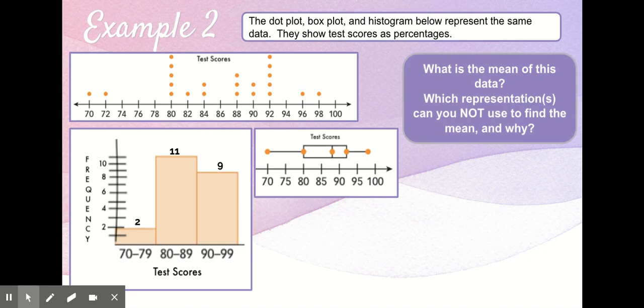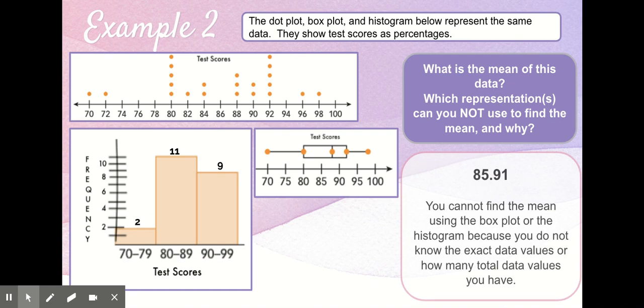What is the mean of this data? Which representations can you not use to find the mean and why? I think it's easiest to use the dot plot in this case, where I'm going to just add 70 plus 72 plus 80, 80, 80, 80, 80, 82, and so on, and divide by our 22. You get approximately 85.91, and of course you can list them in a table in Desmos, and I suggest you do that on the assessments.